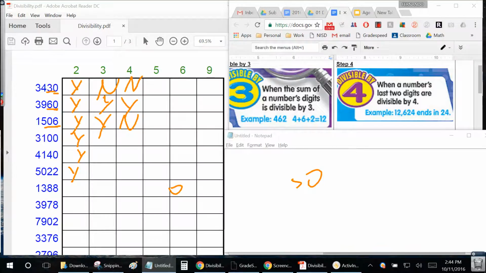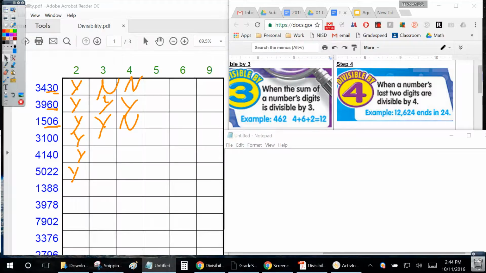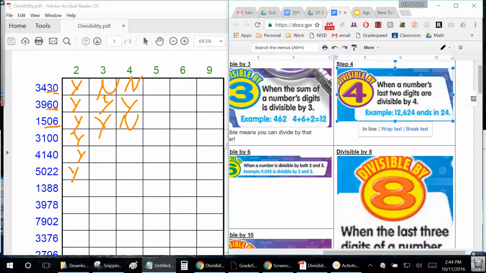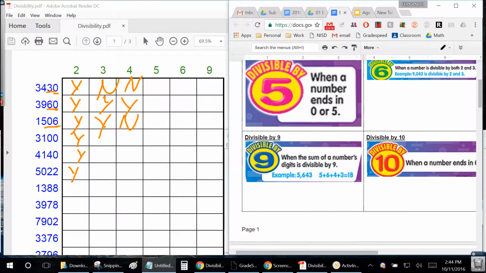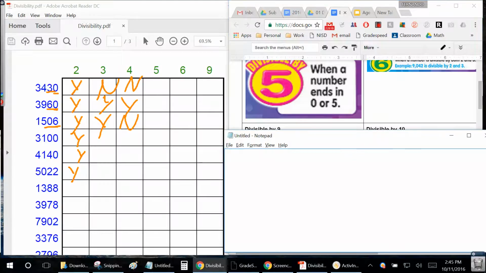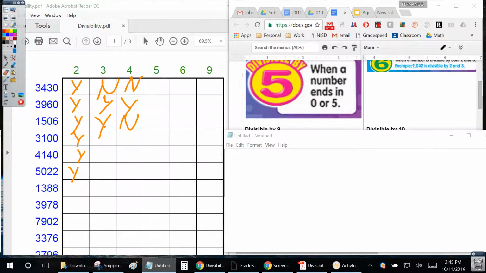Let's go ahead and delete that, and go back to the rules of 5's. Let's find the rule of 5's on the screen. When a number ends in 0 or 5, you can divide by 5. You're looking just at the last digit again. If it ends in 0 or 5, it's divisible by 5. Is 0 here something that will work? Yes, because you have 0 or 5, so that means yes.